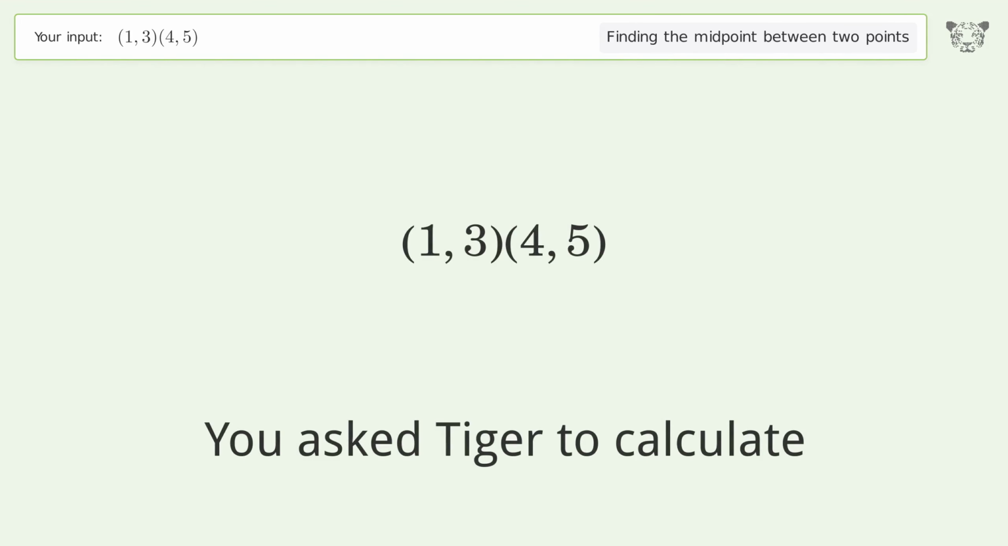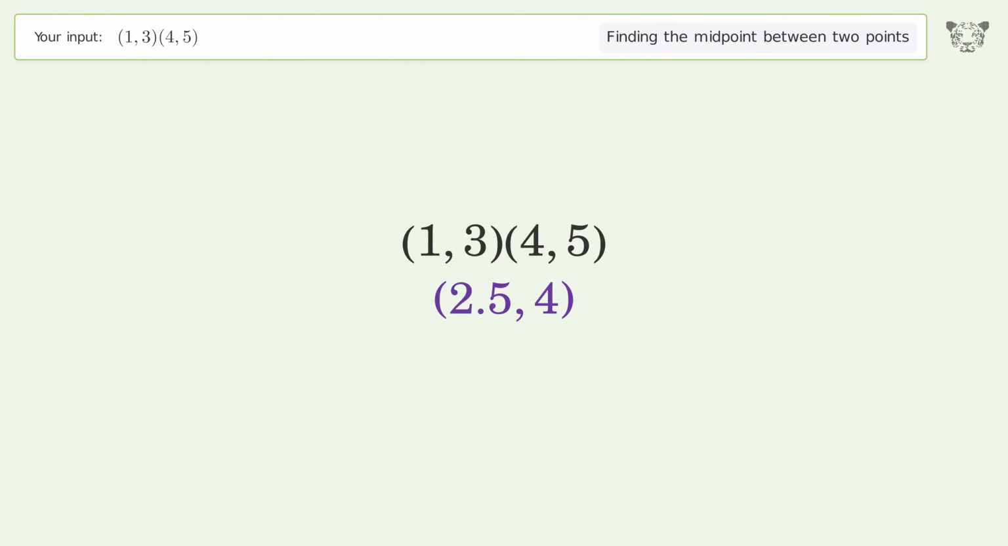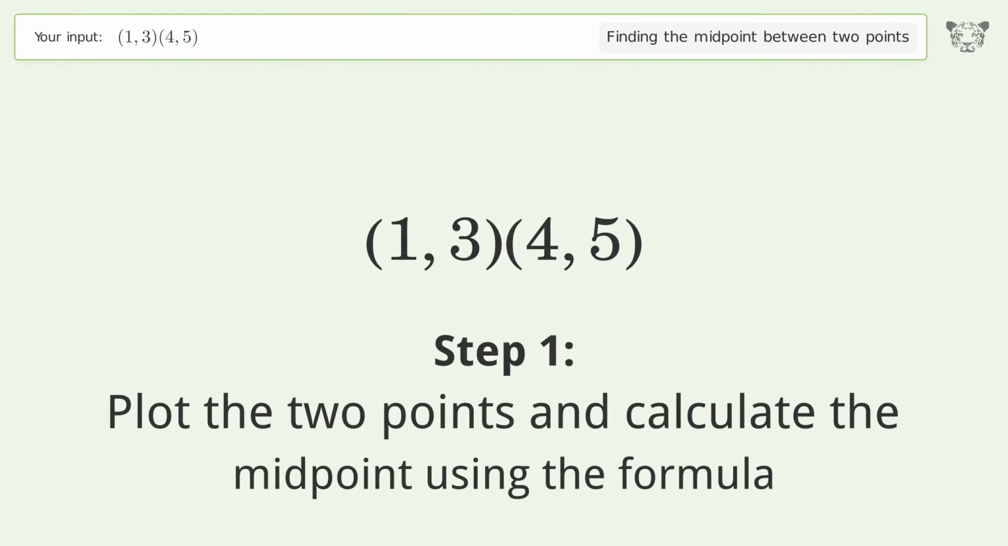You ask Tiger to calculate. This deals with finding the midpoint between 2 points. The midpoint between the 2 points is 2.5, 4. Let's solve it step by step. Plot the 2 points and calculate the midpoint using the formula.